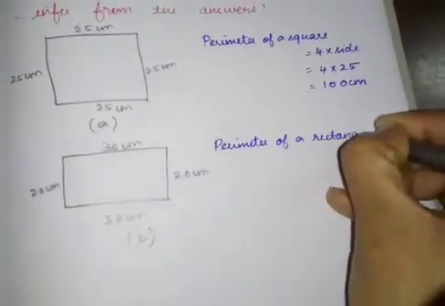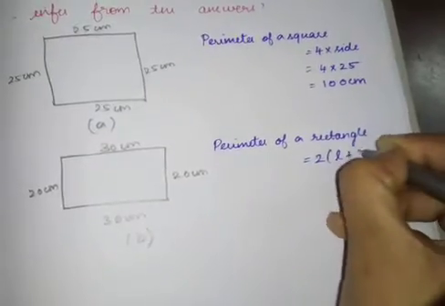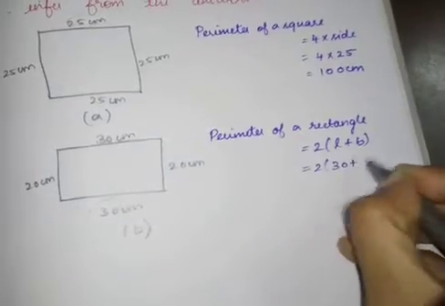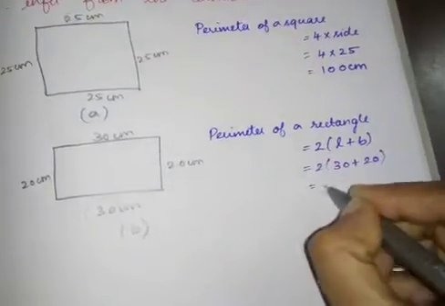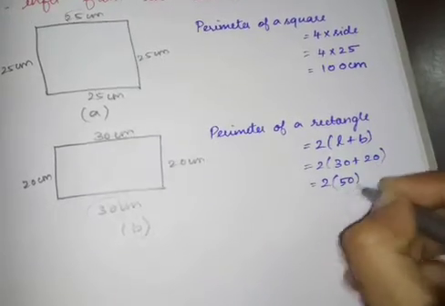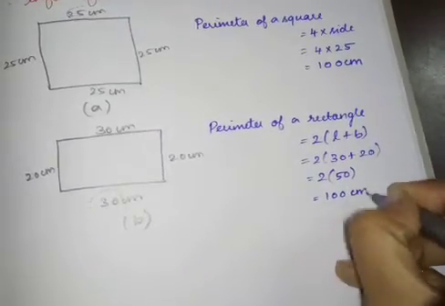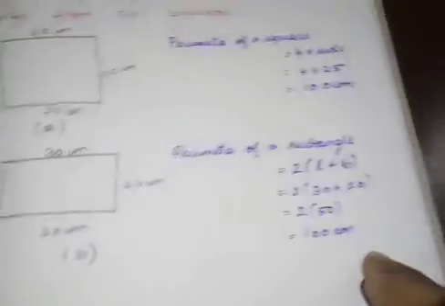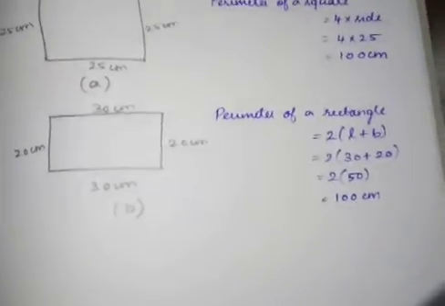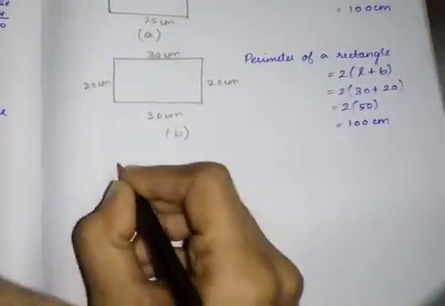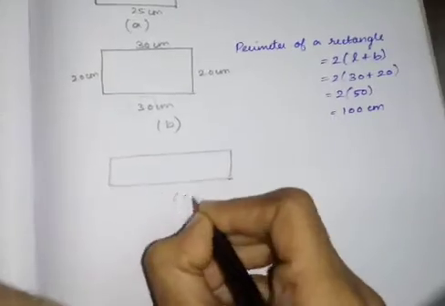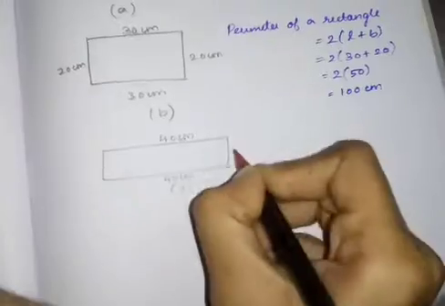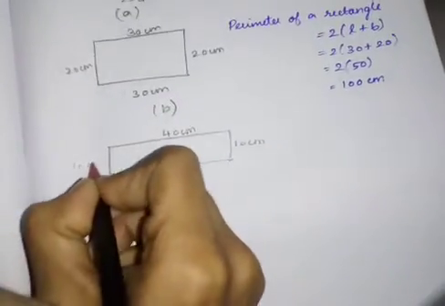So the perimeter of a rectangle is equal to 2 into L plus B. What is the length here? 30. What is the breadth here? 20. So 2 into 30 plus 20, 50. 2 into 50, 100 centimeter. So 100 centimeter is the perimeter of the rectangle of the second diagram. Next, third diagram. C problem. 40 centimeter, 40 centimeter, 10 centimeter, 10 centimeter.